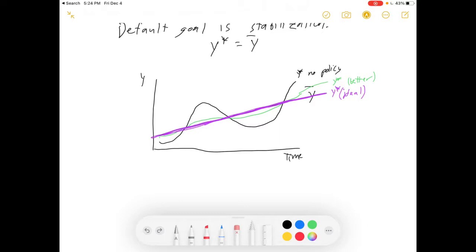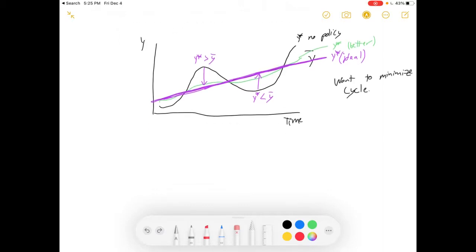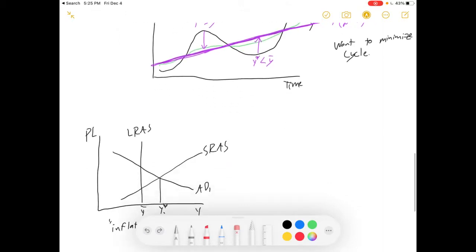So what we're trying to do is, if we're over here where Y star is greater than Y bar, we're trying to decrease GDP to get down to Y bar. If we're over here where Y star is less than Y bar, we're trying to increase GDP, getting up to Y bar. We're trying to stabilize. Same goal as with monetary policy. We want to minimize our cycle.